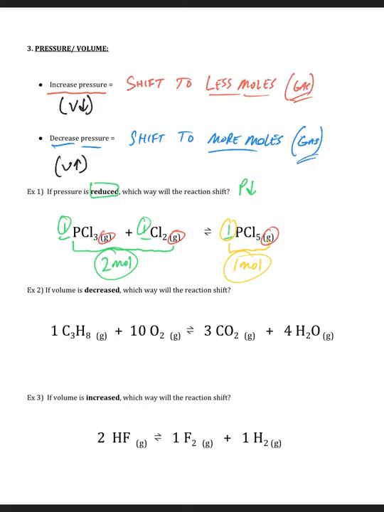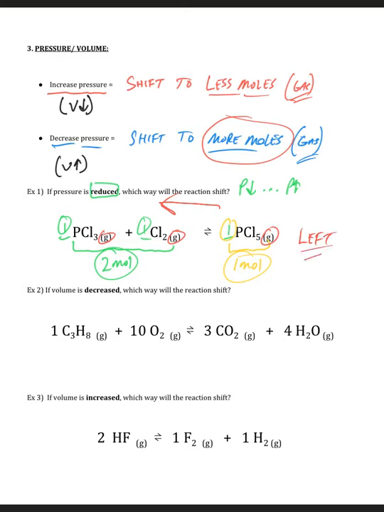If pressure goes down, the reaction is going to try to find a way to increase that pressure back up. And the way it's going to increase that pressure back up is by shifting to the side with more moles. So the side with more moles in this particular reaction would be the left. So this reaction would shift left.